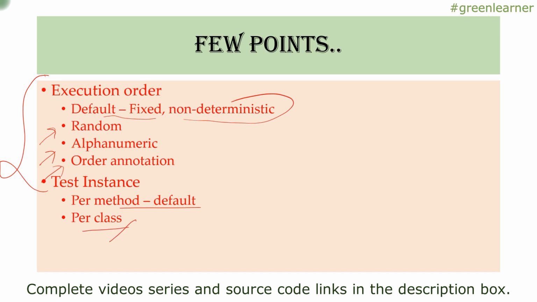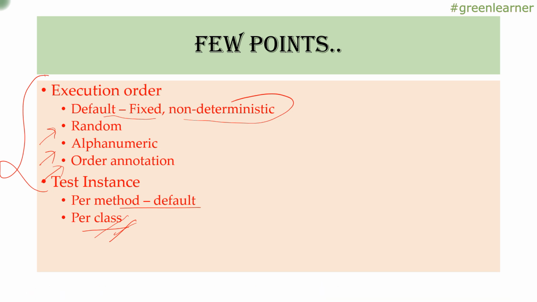But we can override that per-method behavior so that we can avoid the instance creation for as many methods as there are. We can make use of per class, right? When you are executing a test class, only one instance of that class will be created, and as many test cases as are executed in that class will run under that single instance, right? So let me go ahead and show you this with an example in detail, right?